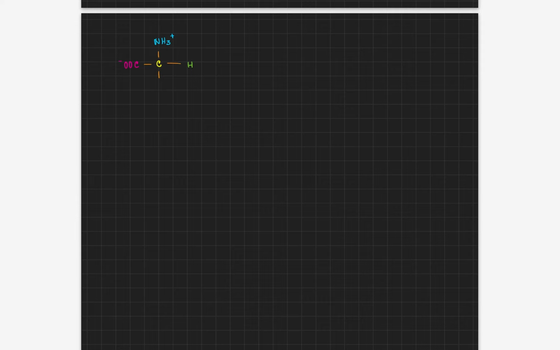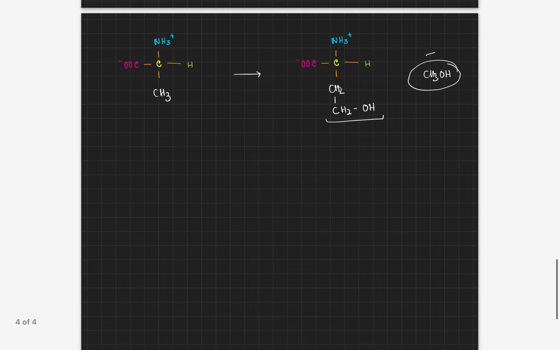Let me draw another alanine, and then I will replace this H with CH2OH. It seems like I added a methyl alcohol, right? The formula of methyl alcohol is CH3OH. I just remove the H and add it to the chain. So this is actually known as serine.